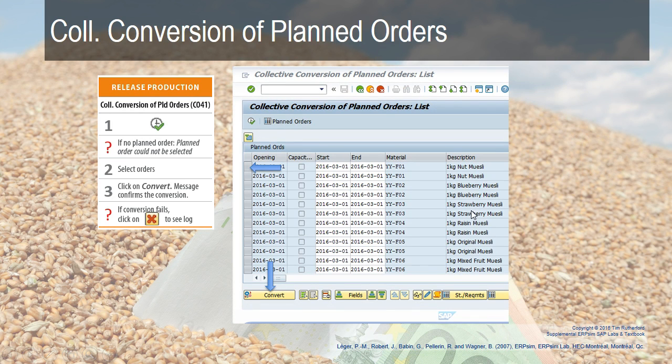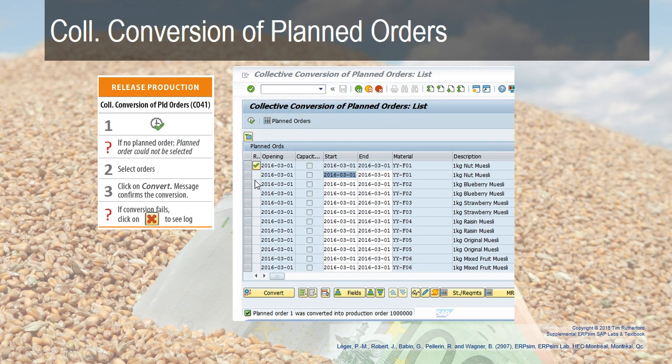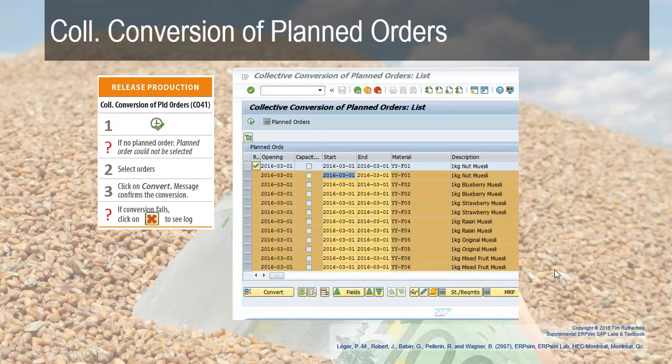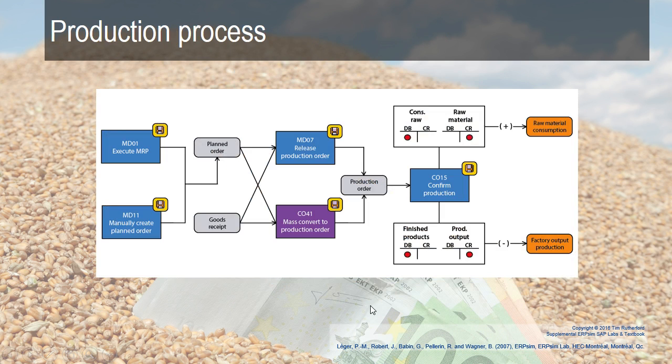You'll have a list of all the different products you chose based on your forecast and when you ran MRP. To convert, you click the line item here and then click convert. And then it shows you that the order has been converted. You can also click this button here and it selects everything and converts.